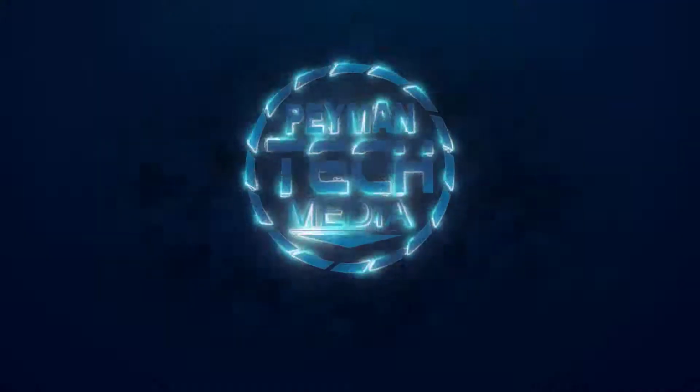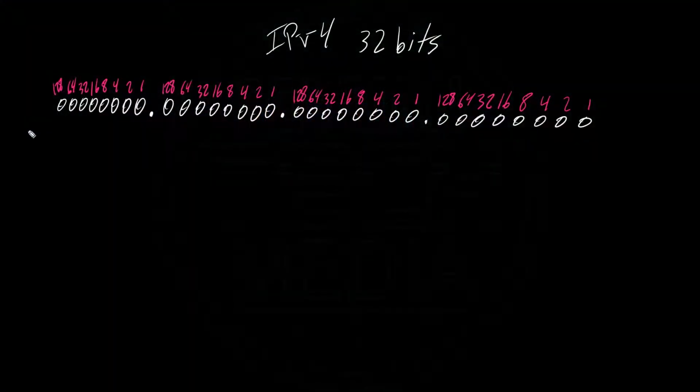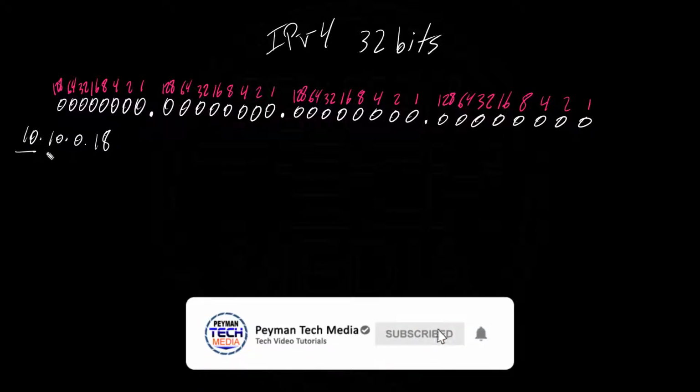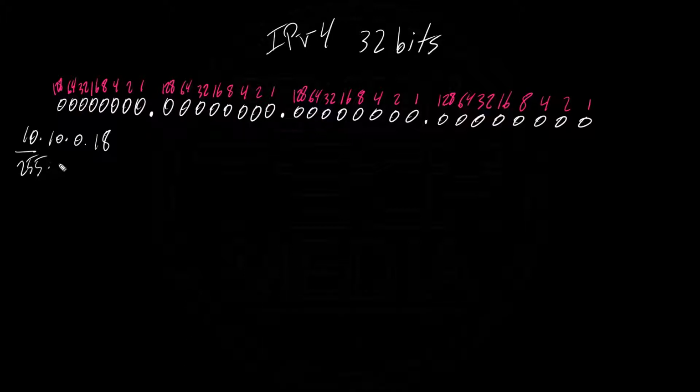In this video, we are going to talk about IP version 4 Class A default subnet mask. Let's say they give us the IP address 10.10.0.18, for example. And we already know this is Class A, because 10, the first octet, falls into the Class A range. And the Class A default subnet mask is 255.0.0.0. Or in other words, we have the CIDR notation of 8.